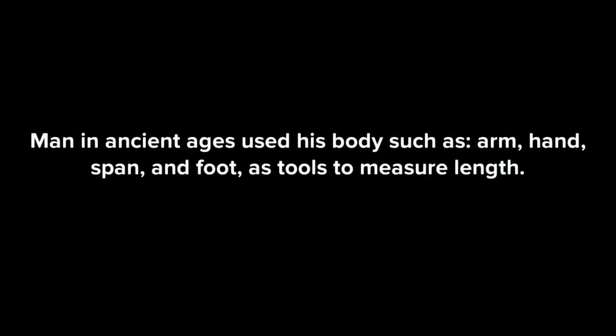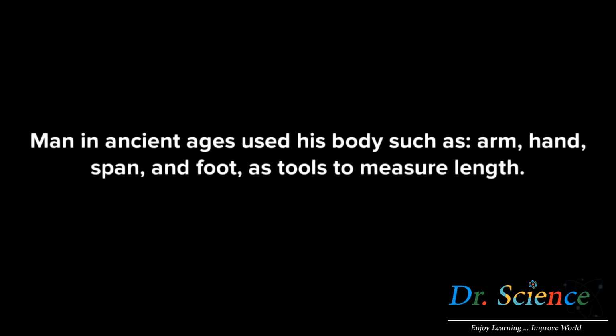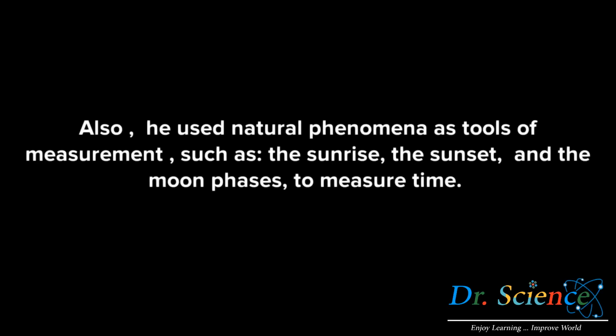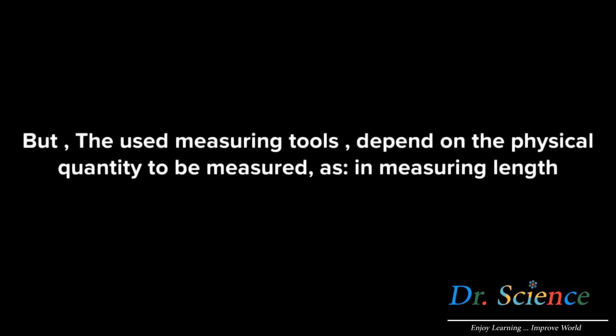Man in ancient ages used his body, such as the arm, hand, span, and foot, as tools to measure length. Also, he used natural phenomena as tools of measurement, such as the sunrise, the sunset, and the moon phases, to measure time. But the measuring tools used depend on the physical quantity to be measured, as in measuring length.